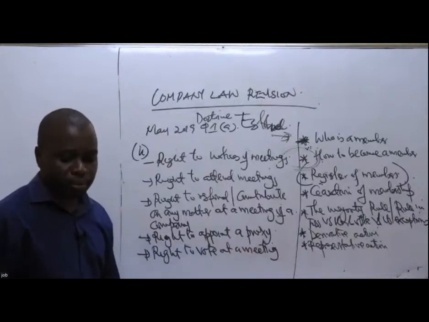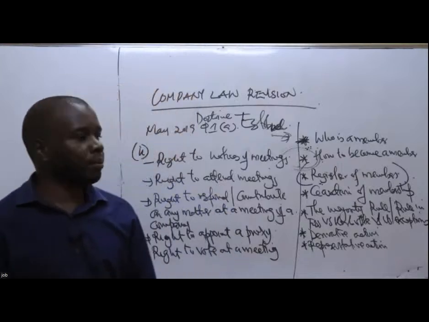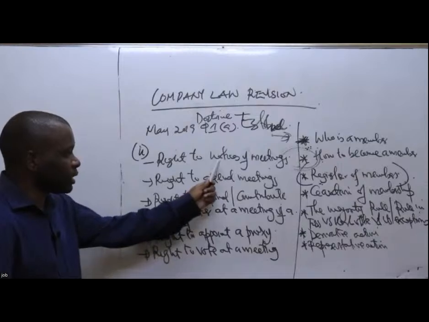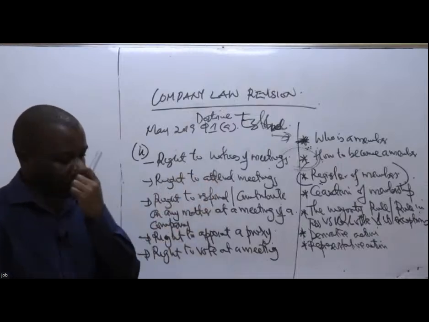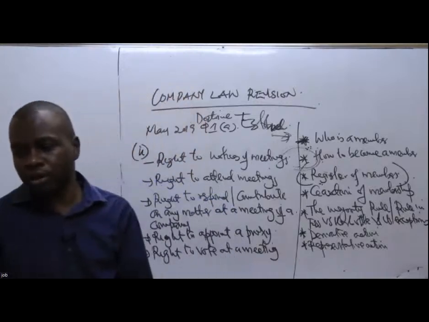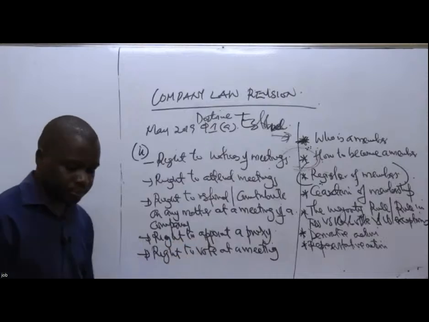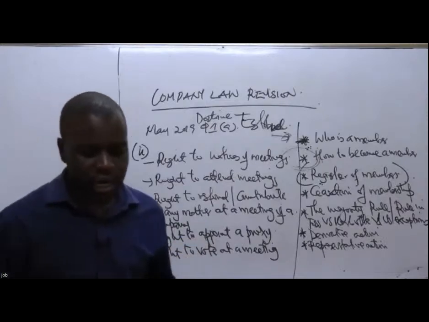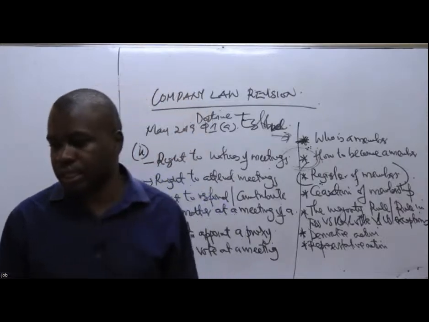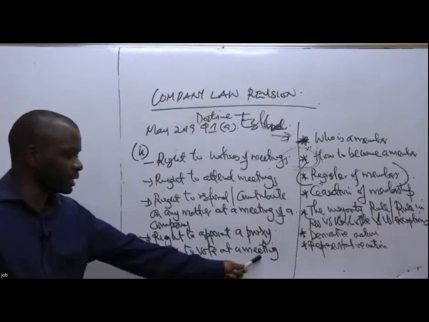You know what a proxy is. If you remember about meetings, when the company sends out a notice for meetings, they attach a form for you to appoint a person to represent you, for example, if you're not able to attend the meeting. So you have a right to appoint a proxy in case of a meeting. Then the right to vote at meetings.